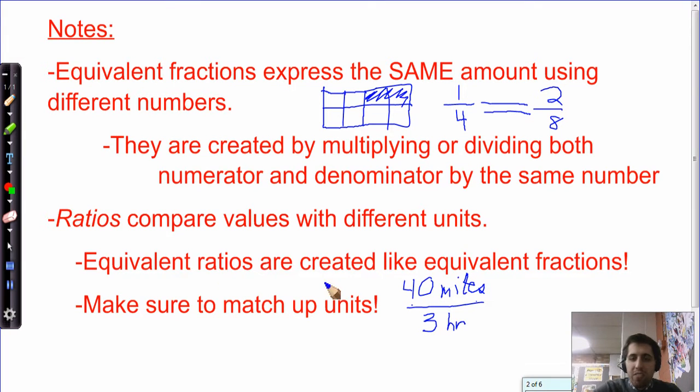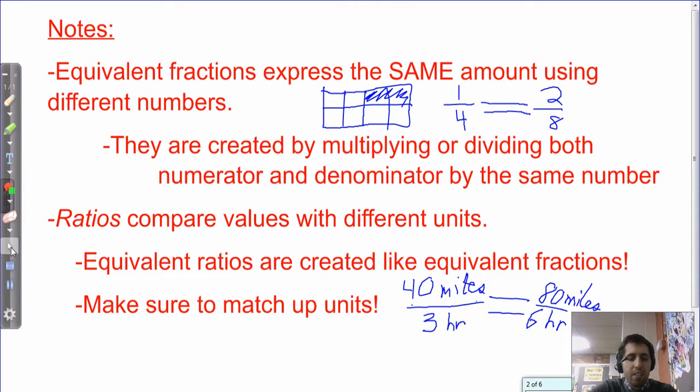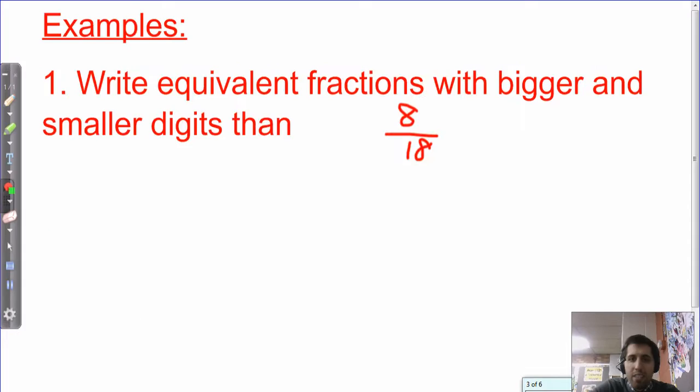So if we're going to try and figure out how many miles you could do in 1 hour, I would divide top and bottom by 3. If I was trying to find out about 6 hours, we would multiply top and bottom by 2. But it's important that we keep the same unit on top and on bottom. Okay, so you make sure you match up units, and then we're going to treat them just like equivalent fractions, but they're actually equivalent ratios because they have those different units. So let's go ahead and see what this looks like in practice. Check out example number 1 with me.